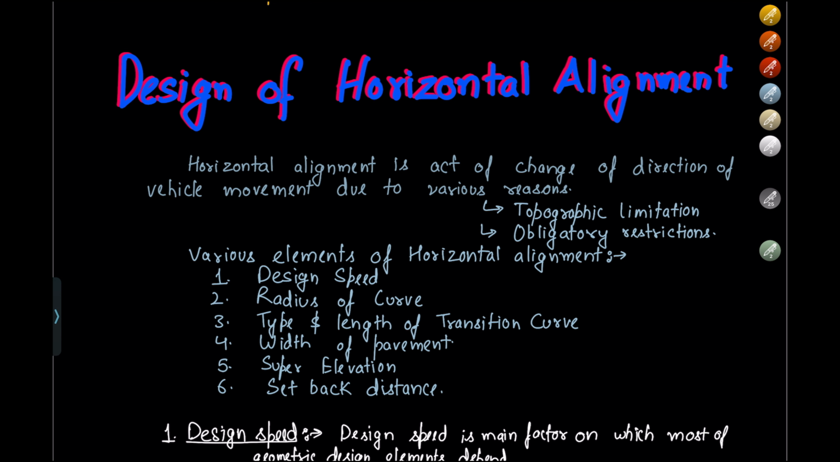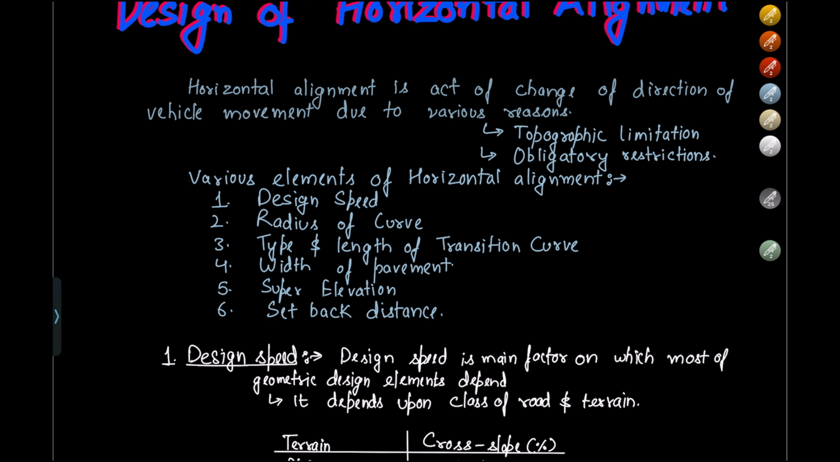So various elements of horizontal alignment, it has different elements. Design speed is one of them. A radius of curve we need to define. Design speed is fixed for different classes of roads and type of terrain available. Next is type and length of transition curve, that also we need to define. What type of transition curve we need to provide.